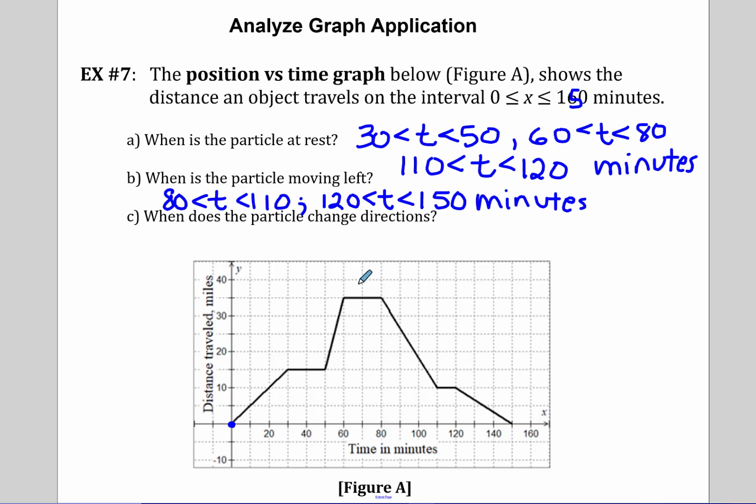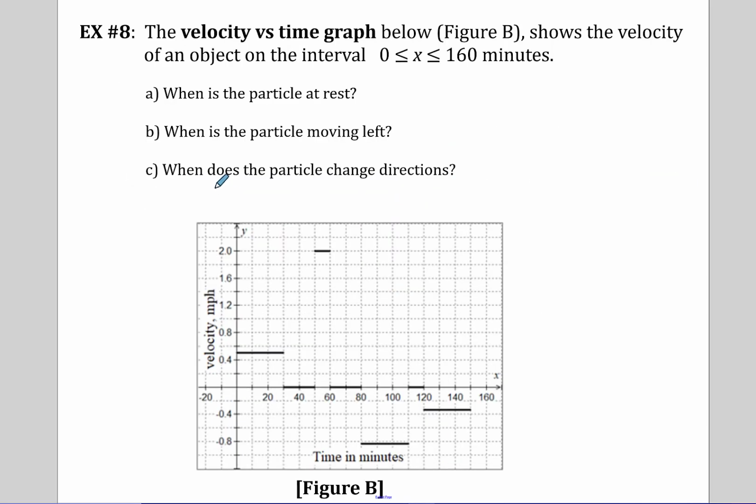So when does the particle change directions? Well, it changes directions right there. And I don't know, you wouldn't really say it changed directions right there, but it changed directions at 80 minutes. Whoop, not 800 minutes. 80 minutes. Particle changed directions. Turned around, went back home. So position time graph and velocity time graph.